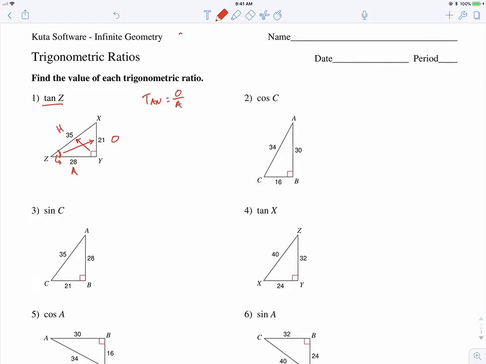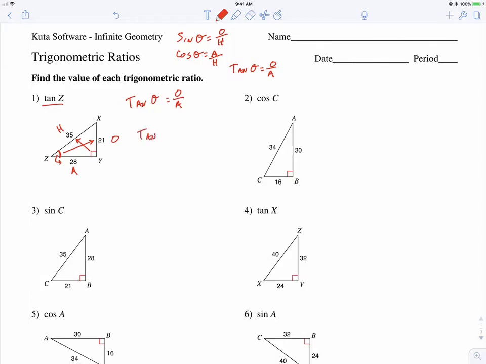Again, you have to know how to write that. Tangent of your angle, which I'll call theta, is opposite over adjacent. So you need to know sine of theta is opposite over hypotenuse. Cosine of theta is adjacent over hypotenuse. And tangent of your reference angle is opposite over adjacent.